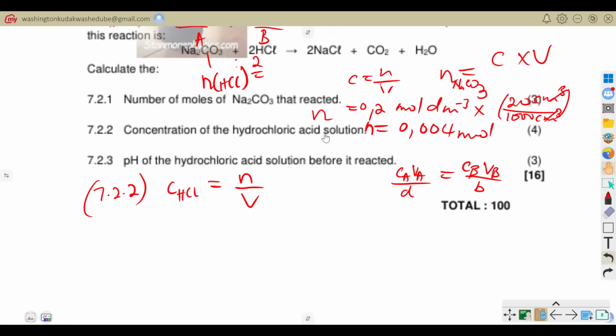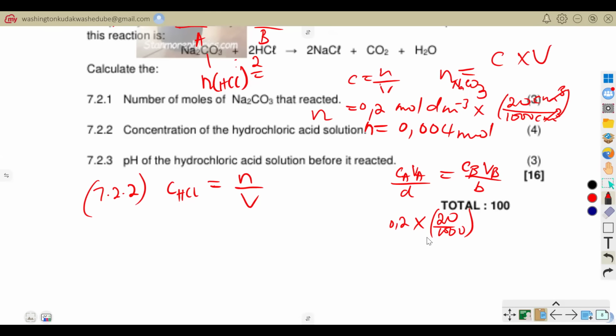So if that is the case, now I would just say, what is the concentration of A? The concentration of A there, we said it's equal to 0.2 times the volume of A. We said the volume of A is 20 divided by 1,000.